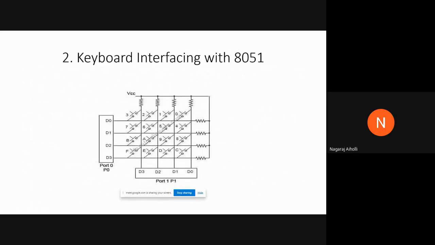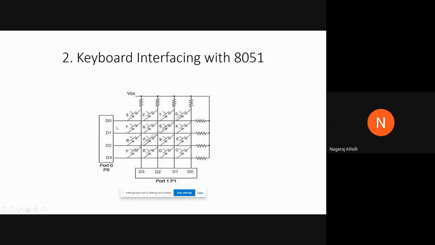Next, let us study the interfacing between the keyboard and the 8051 microcontroller. The keyboard is arranged in the form of a matrix of rows and columns. As you are seeing here, it is a matrix of rows and columns. The keys are displayed on the keyboard in the figure, starting from key number 0, 1, 2, 3, and so on, up to key number C, that is character C on the keyboard. It is called a matrix of rows and columns.